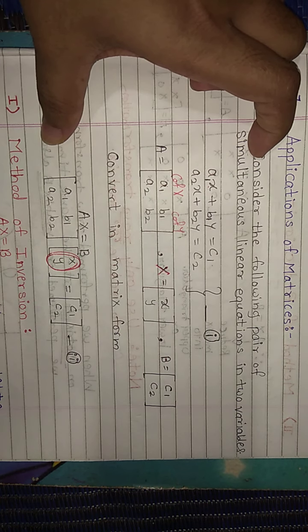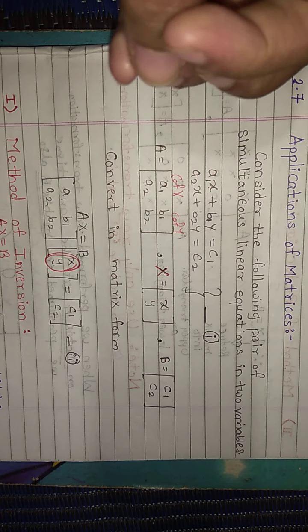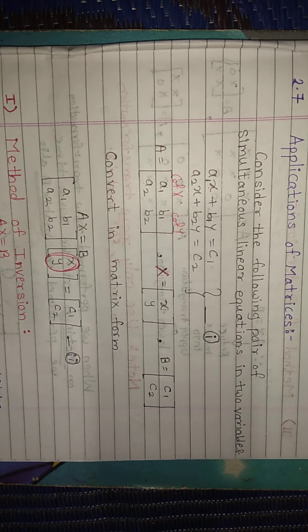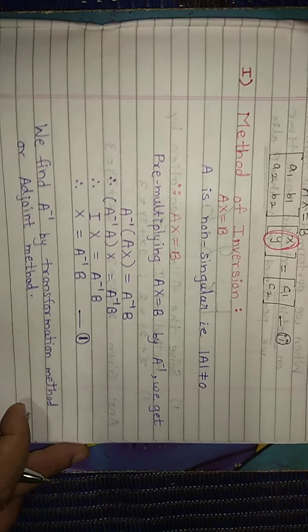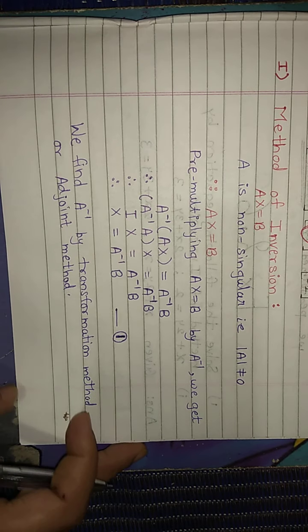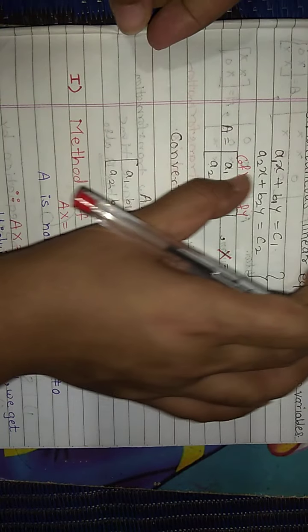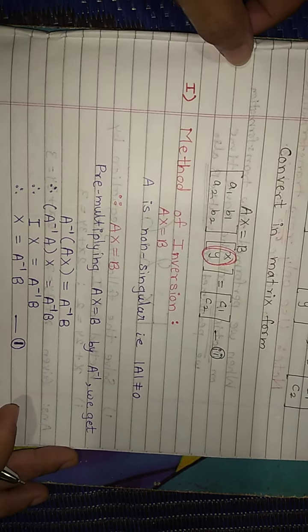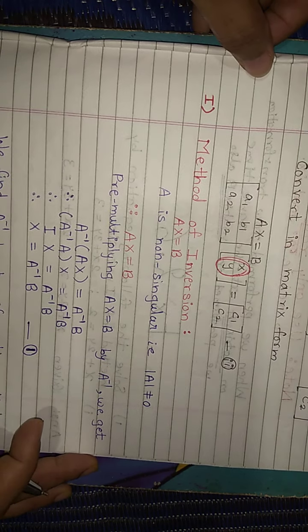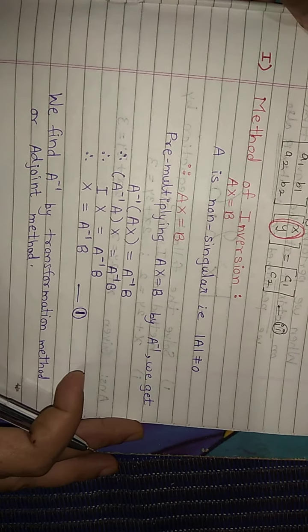To find the unknown variables X and Y, there are two methods. The first method is the method of inversion and the second method is the method of reduction. First of all, we find how to calculate the values of X and Y by using the method of inversion. In the method of inversion, the same terms apply. To find the inverse of a matrix, we proceed as before. After that, we use the method of inversion to find the unknown values X and Y.